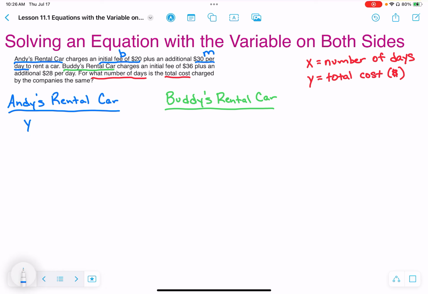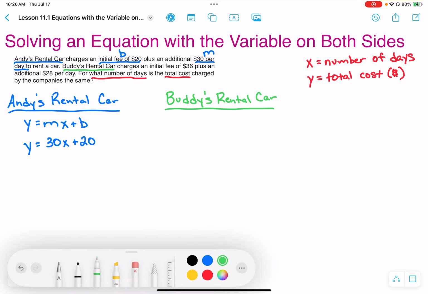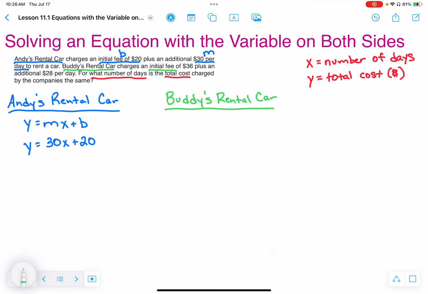So Andy's is going to be written in slope intercept form, y equals mx plus b. And we said m is going to be the 30, and b is going to be the $20 initial fee. We've done this a million times. We should know y equals mx plus b has the initial fee as b, and the increasing cost or the rate of change is m. So then Buddy has an initial fee of 36, so that's going to be the b for that one. And an additional $28 per day, that's going to be the m. So y equals 28x plus 36 for Buddy.